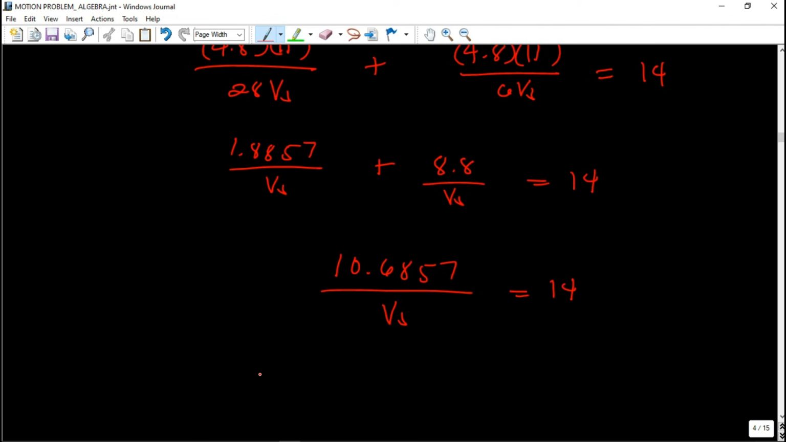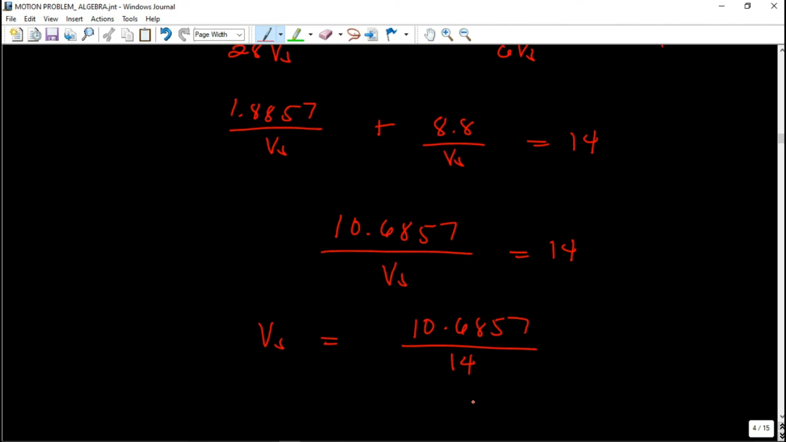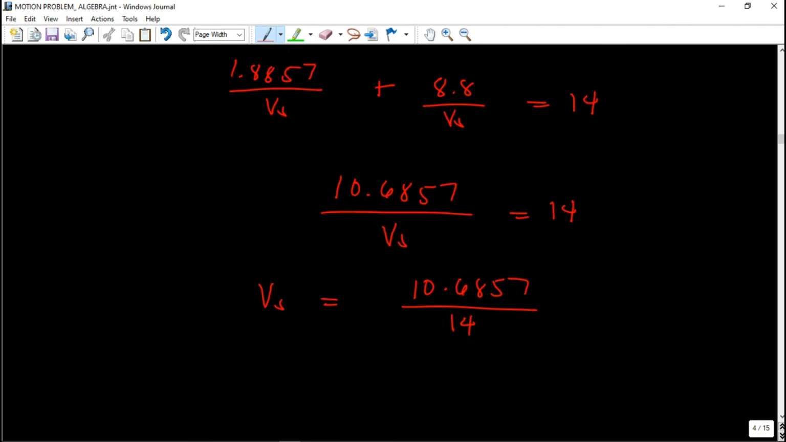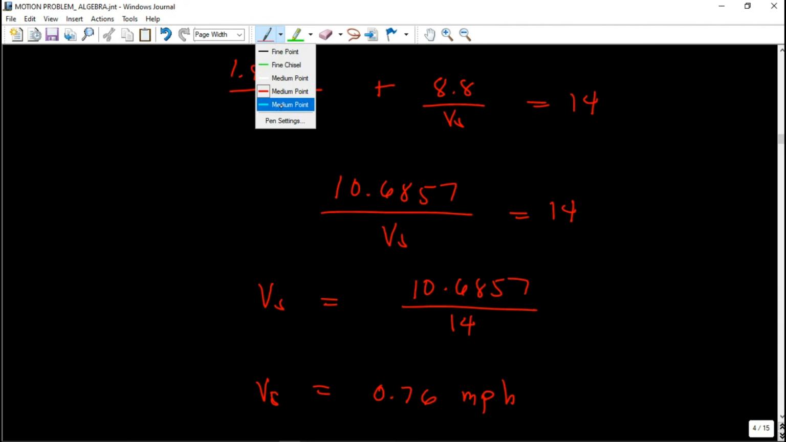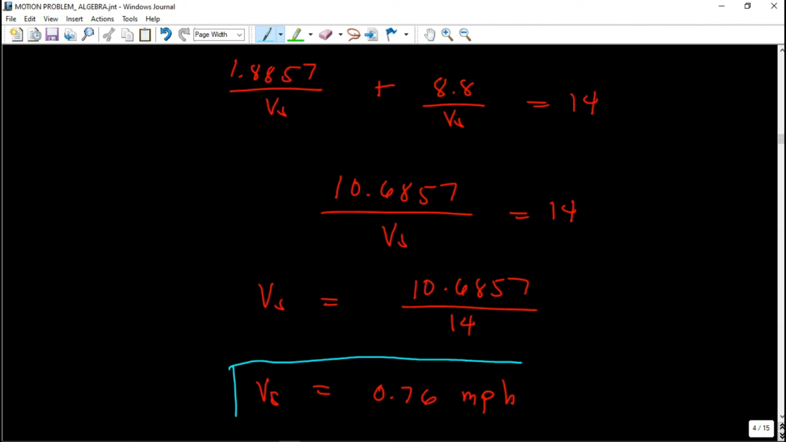So therefore, the velocity of the stream is just equal to 10.6857 all over 14. The unit of this, guys, is miles per hour. Okay, V sub S is just equal to 0.76. Okay, 0.76 miles per hour is the rate or the speed of the stream. Okay, so this is the final answer for this last problem.